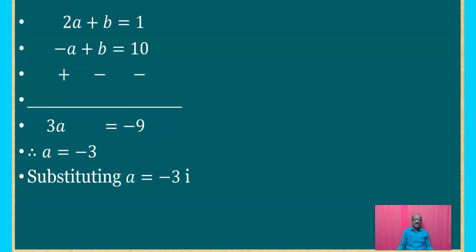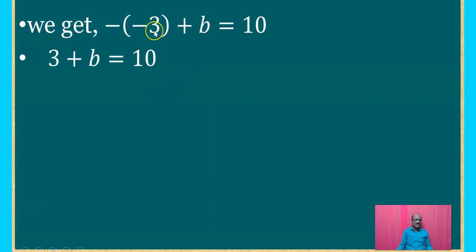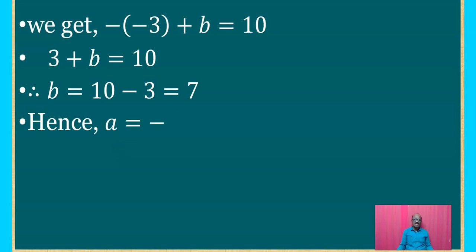Substituting a is equals to minus 3 in minus a plus b is equals to 10. We get minus in bracket minus 3 plus b is equals to 10. Minus and minus will become plus, therefore b is equals to 10 minus 3, which is 7, and hence the answer is a is minus 3 and b is 7.